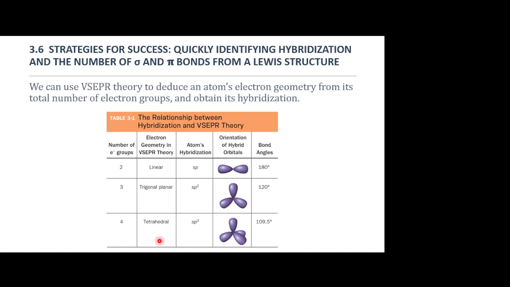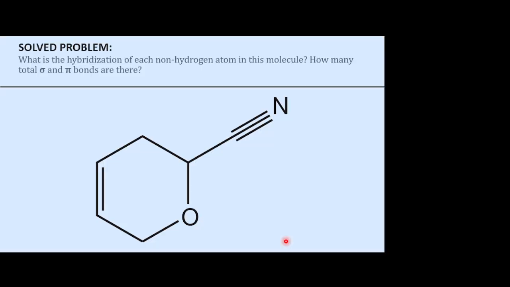sp3 tetrahedral, that's 4 sigma bonding groups, right? 4 electron domains, 4 electron groups, and that's 109.5 degree separation. Okay. And so, oh my goodness, we just completely rewrote why things happened from the stuff you learned, didn't we?